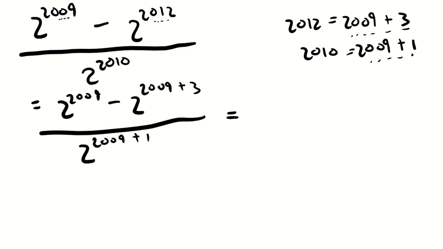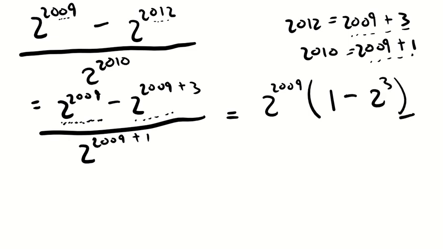So you can see that on the left here we have 2 to the power of 2009, and on the right we also have 2 to the power of 2009. So what we can do is take out a common factor, 2 to the power of 2009. 2 to the power of 2009 goes into the left once and cancels. Negative. 2 to the power of 2009 goes into the right and cancels with 2 to the power of 2009, but 2 to the power of 3 is left out. 2 to the power of 3 over 2 to the power of 2009 times 2 to the power of 1.